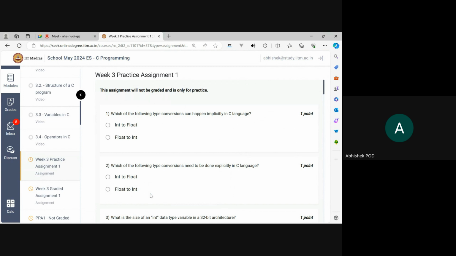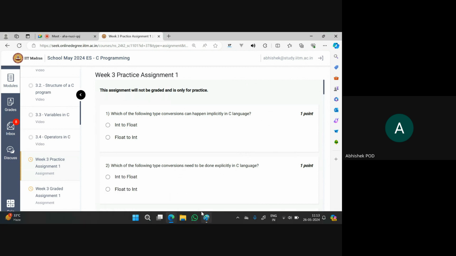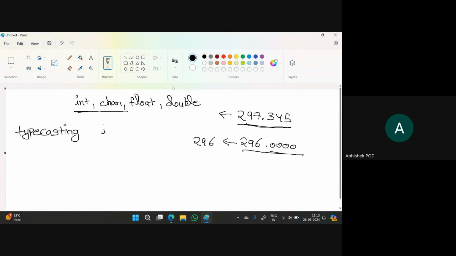So two options have been given to you, I guess, in both the questions: int to float and float to int. You just have to find out which one is implicit and which one has to be done explicitly. All right, so to answer this question, let me first write it here. It is int to float, and the other one is vice versa, that is float to int.